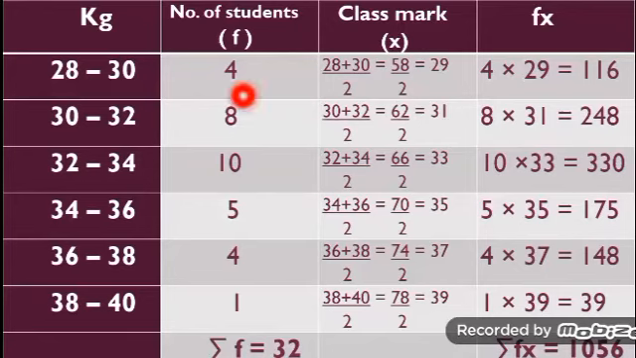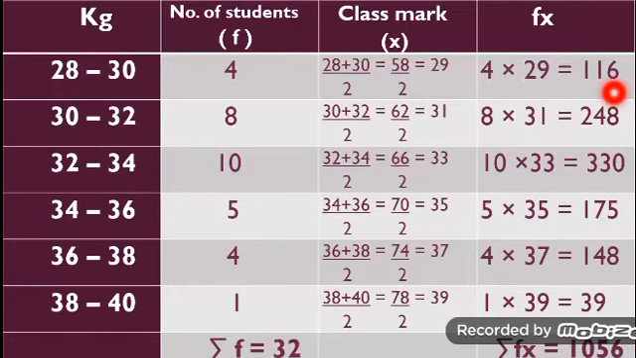Now we will multiply the number of students by the class mark. I told you that number of students represent the frequency of the corresponding class intervals. So we will represent the number of students by f. Now we will take the product of f and x. We will give the heading fx, and now we will multiply f by the value of x. 4 multiplied by 29 is equal to 116.